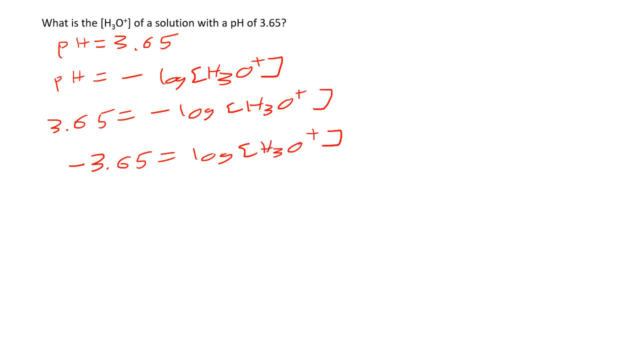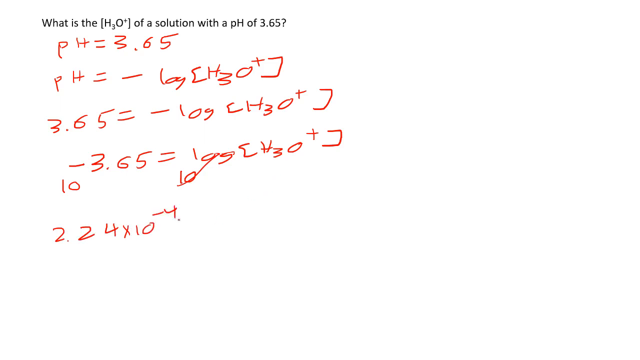And since this is a log rather than a natural log, there's no ln here, so there's no e in this one. We're going to raise both of these to the 10. 10 is the thing we're going to use to put our powers to. So 10 and log effectively cancel each other. And then we get 10 to the negative 3.65 is equal to 2.24 times 10 to the minus 4.